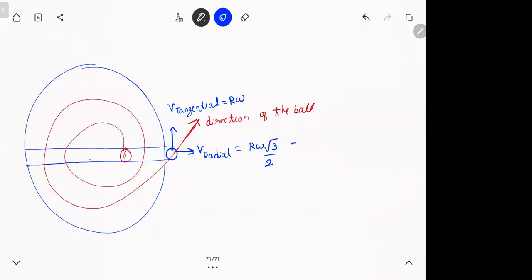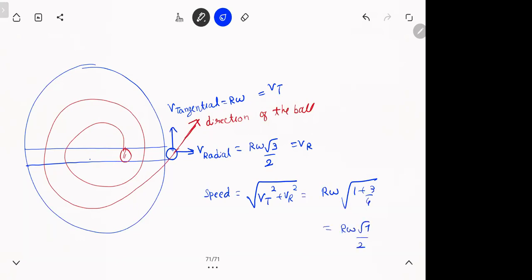So what is the speed here? This is v radial and this is v tangential. So the ball will have both the speeds and both are perpendicular. So v tangential square and v radial square give R omega root over 1 plus 3 by 4, which is R omega root 7 by 2. That's your answer. The ball comes out at an angle. It doesn't come out exactly along the groove, because there's a rotational, tangential speed also.